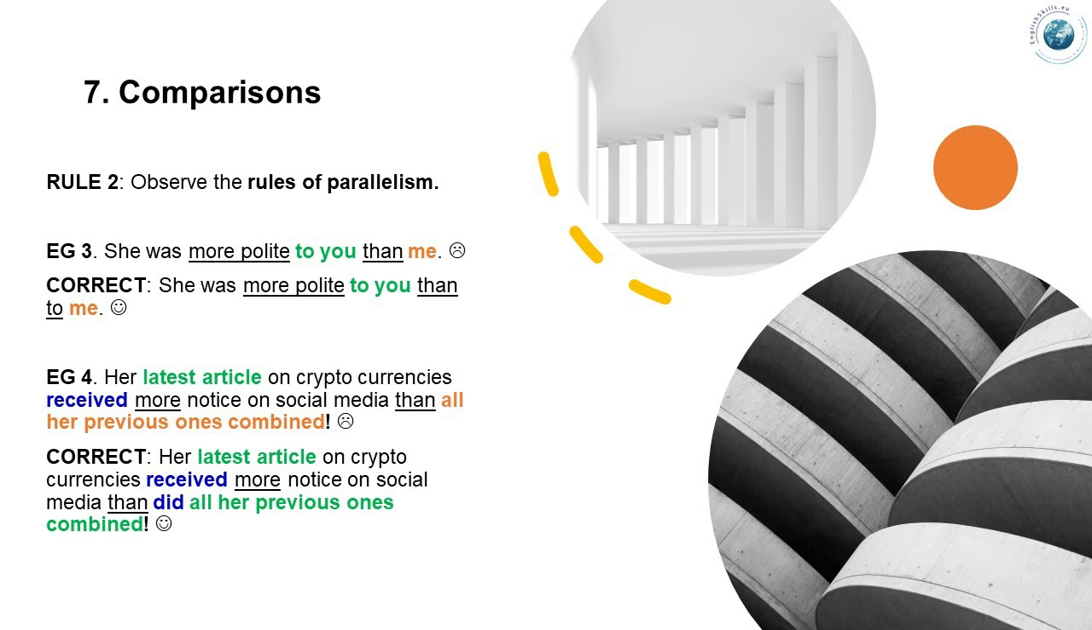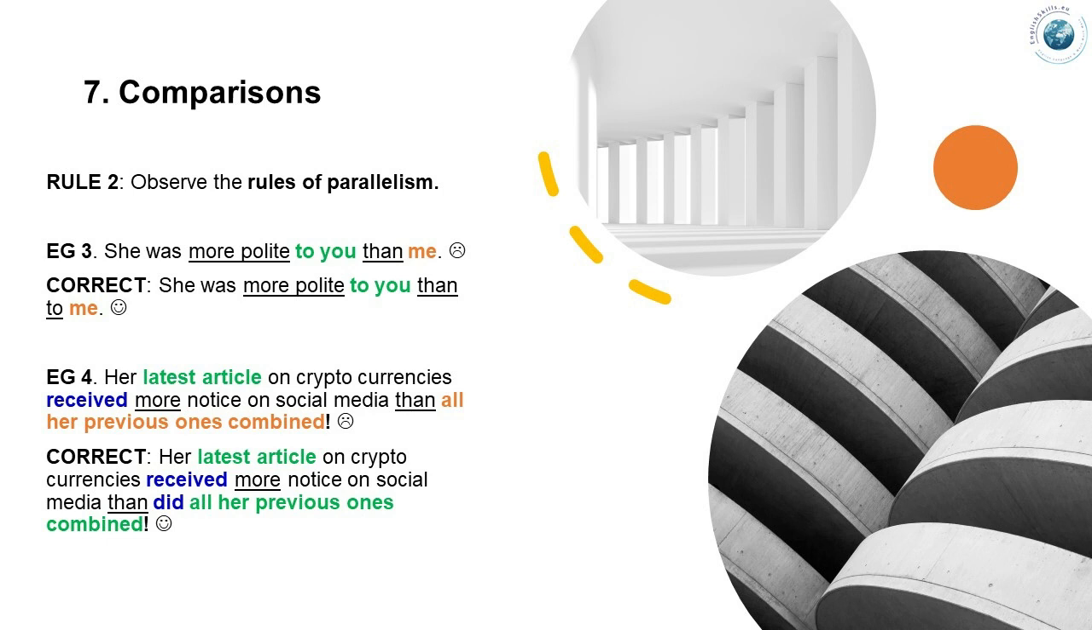Did you spot the difference? The sentence does not follow the laws of parallelism. The resulting comparison is illogical and the incorrect pronoun is used. So by adding the to, we know that the meaning is not, she was more polite to you than I was to you. So if the original sentence had been, she was more polite to you than I, the implicit meaning would be okay. So again, just a small change to the sentence alters the meaning completely.